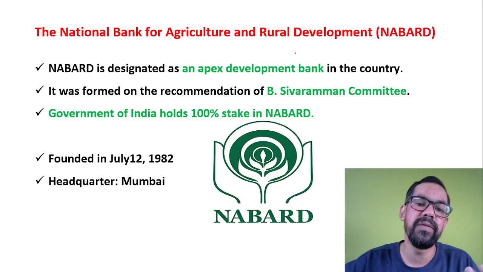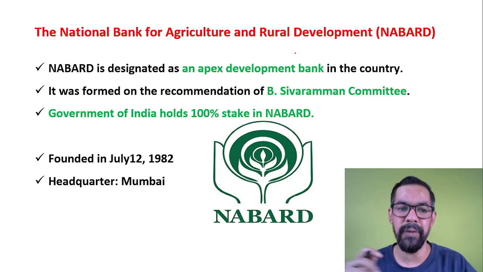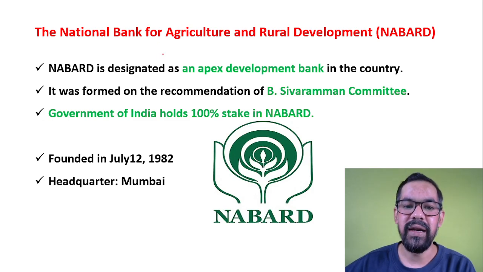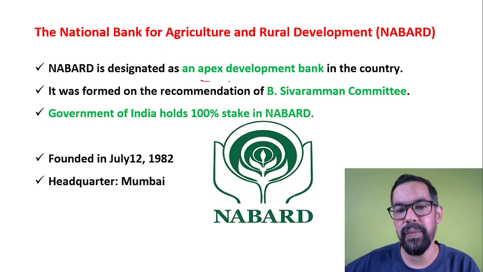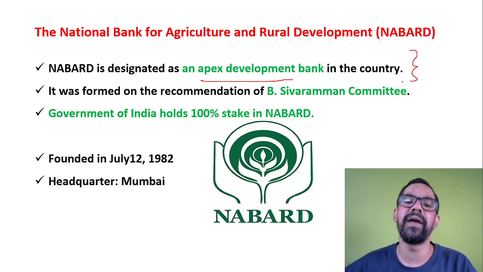It generally provides credit to agriculture and allied activities, and comes up with a number of schemes which are beneficial for agriculture and allied activities. NABARD is designated as an apex development bank in the country. This is one of the largest development banks in India.